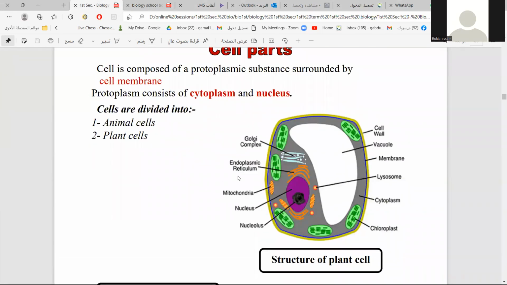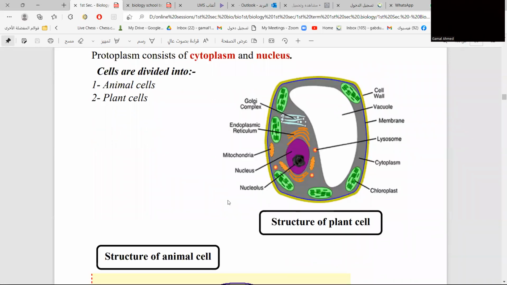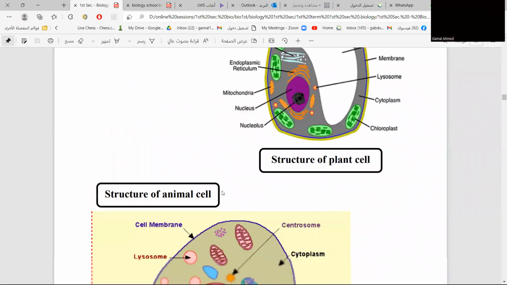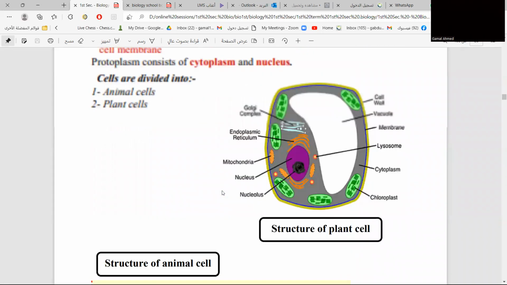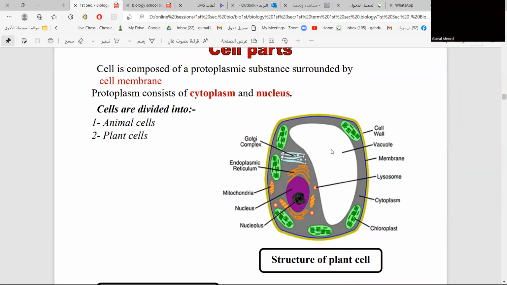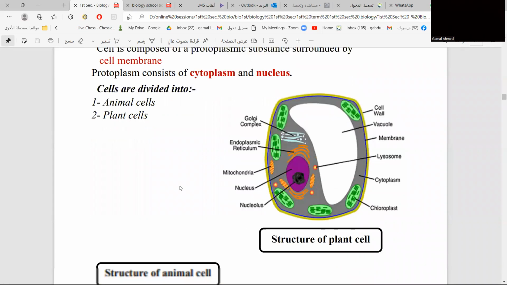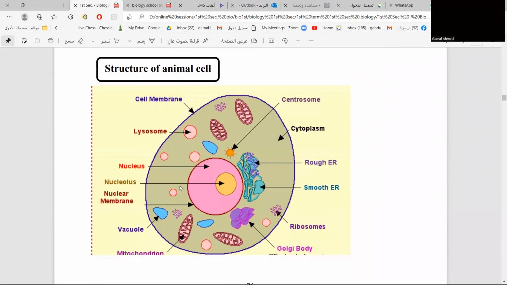As you see here, the protoplasm is made of cytoplasm and the nucleus, and it is surrounded by a membrane in both animal cell and plant cell. And the plant cell has, in addition to the plasma membrane, a cell wall. And there are many components inside the cytoplasm called the cell organelles. We're going to start talking about them.